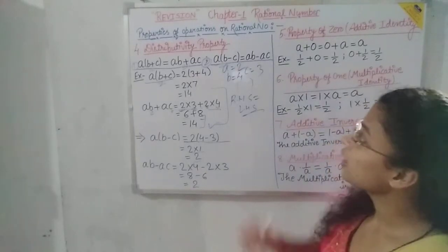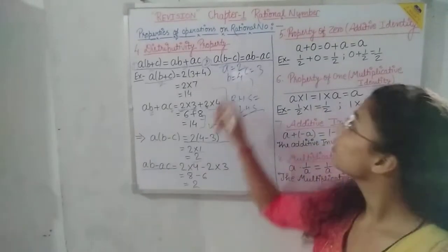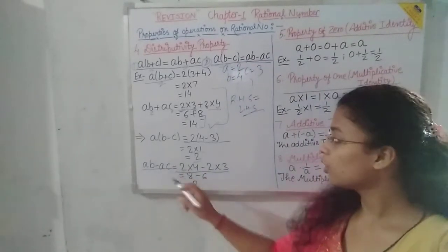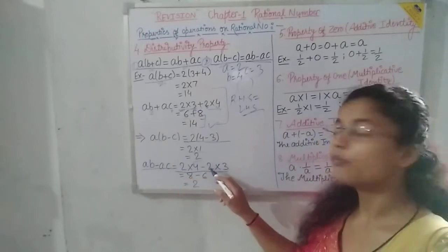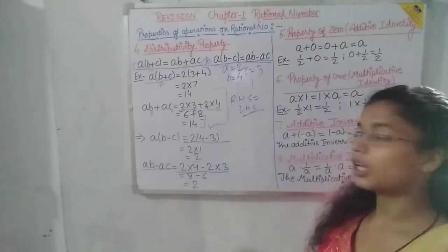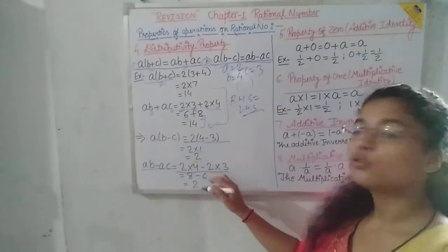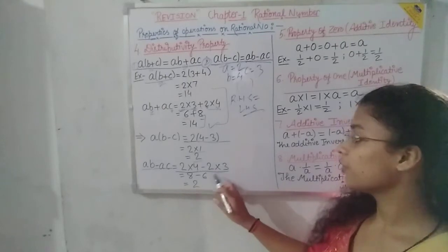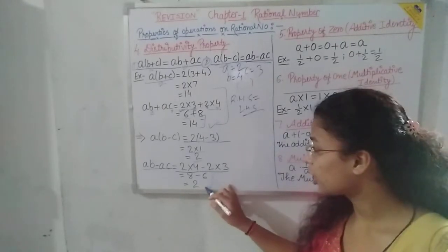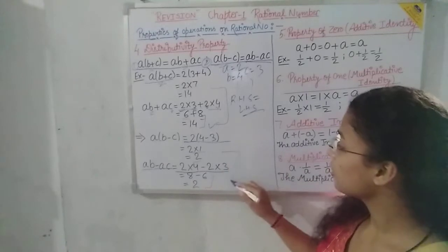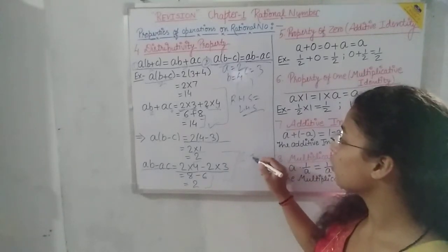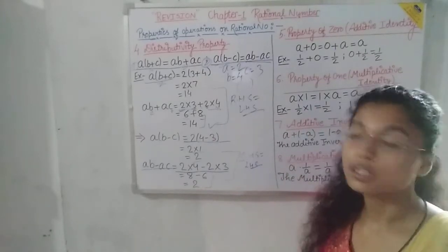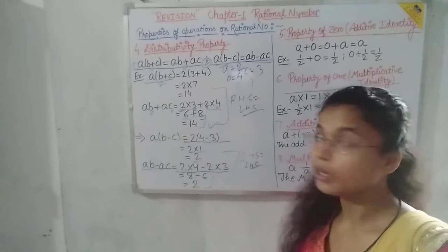Now check for the right hand side. This is your right hand side. Now put all the values. In the place of A you put 2, in the place of B put 4, in the place of A again 2 and in the place of C again 3. Now multiply. 2 into 4 will give you 8. Minus will be as it is. 2 into 3 will give you 6, and when you subtract you will get 2. Again you can see that RHS is equal to LHS. Means here also the condition is satisfied. So this was your distributive property.